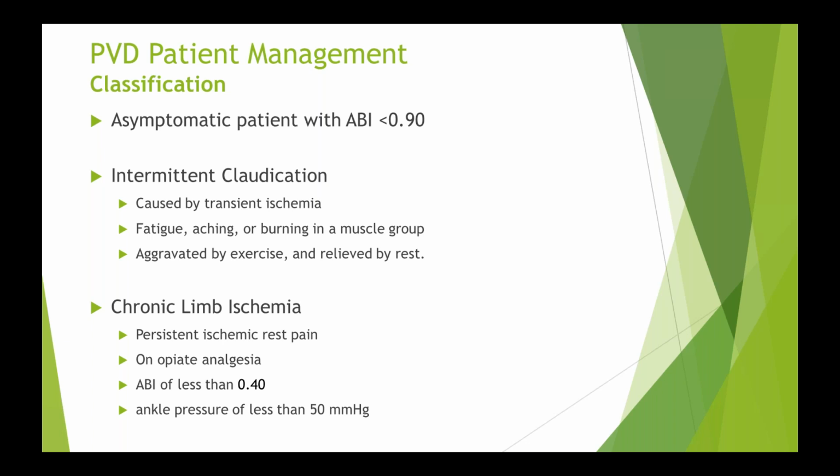Chronic limb ischemia is ischemia at rest that is persistent and recurring, and patients can be dependent on opiate analgesia. And the treatment of chronic limb ischemia versus asymptomatic PAD and intermittent claudication is very different.